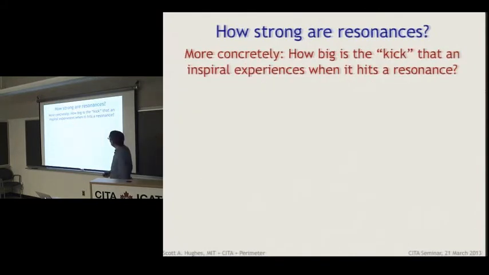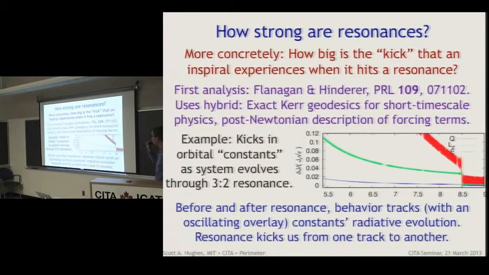So concretely, we want to know how big of a kick an inspiral experiences when it hits one of these resonances. This was first done by Éanna Flanagan and his former student Tanja Hinderer in a paper that was just published a couple months ago. They did it in kind of a clever cheat, where they used exact Kerr orbits to study the short timescale physics and a post-Newtonian description of the forcing term. This is an example of what the system looks like in this analysis as it goes through the 3:2 orbital resonance.